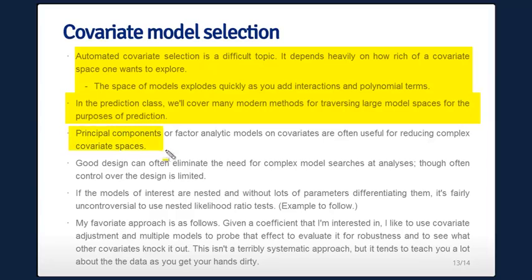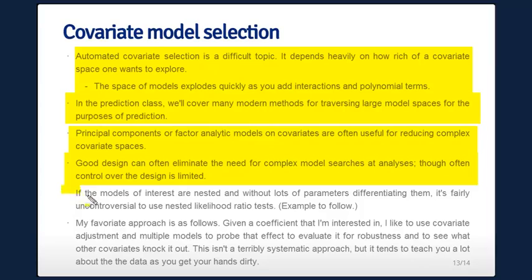If you want to do regression, things like principal components or factor analysis models are often useful for taking complex covariate spaces and reducing the dimensionality. I would say if you're really interested in parsimonious small effects, then consider focusing on design. The best example is randomization. But you could also have things like stratification and other approaches that can keep your regression model from having to be very complicated because you've put a lot of thought into the design.